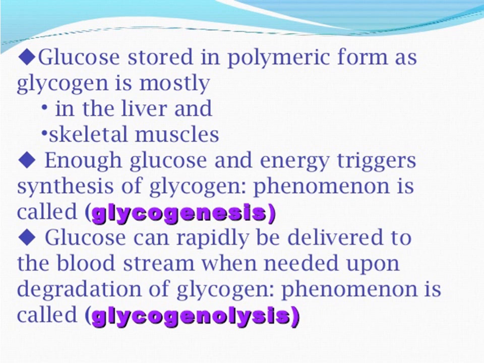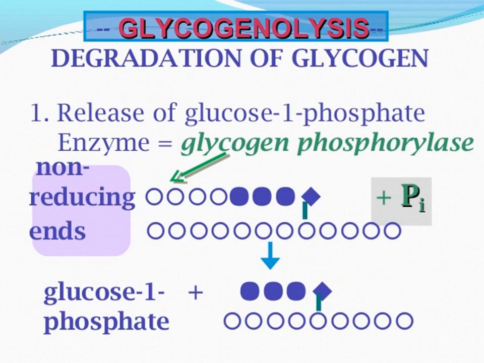Enough glucose and energy trigger the synthesis of glycogen, which is known as glycogenesis. However, glucose can rapidly be delivered to the bloodstream when needed upon the degradation of glycogen. This phenomenon is known as glycogenolysis. Glycogenolysis is the degradation of glycogen with release of glucose 1-phosphate, and the enzyme involved is glycogen phosphorylase.